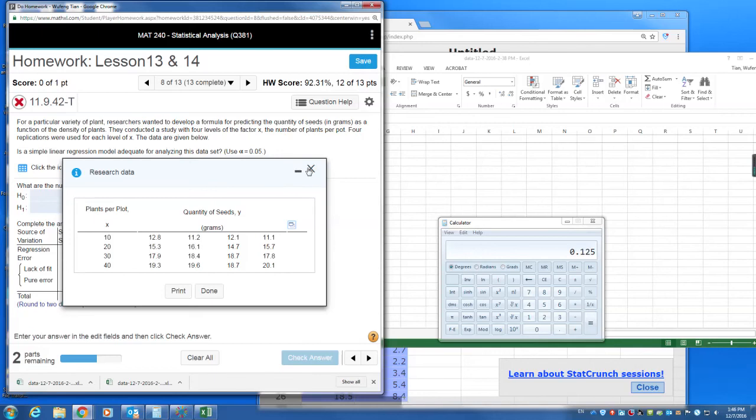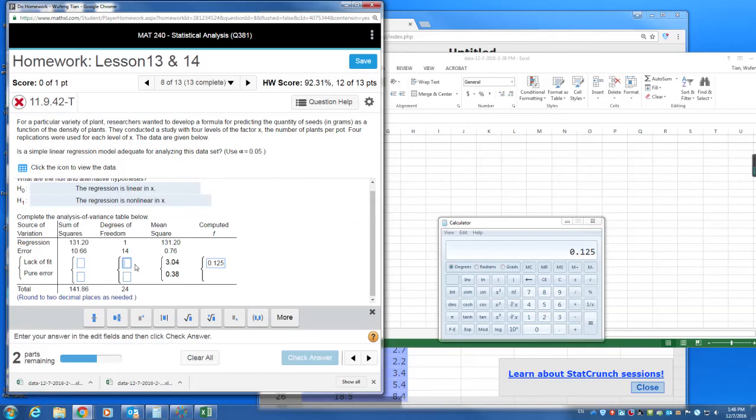So I just opened this from the StatCrunch. You can see you actually have 1, 2, 3, 4 groups. So you should put this one, 2, here. And then, since this is 14, this is 2, and then I believe this one is going to be 12.